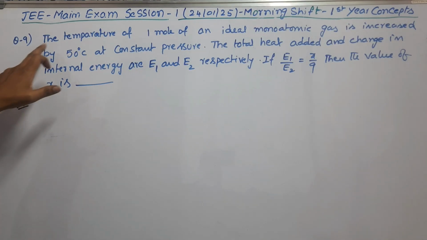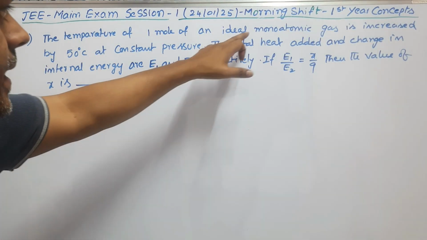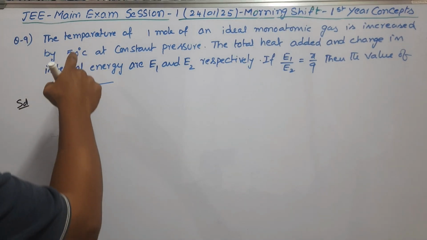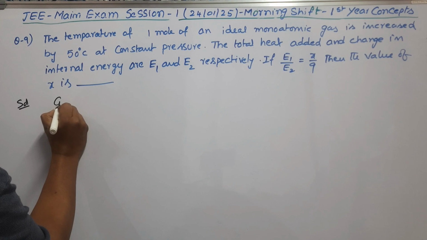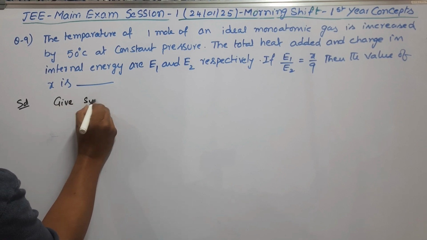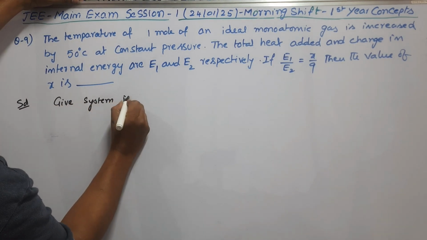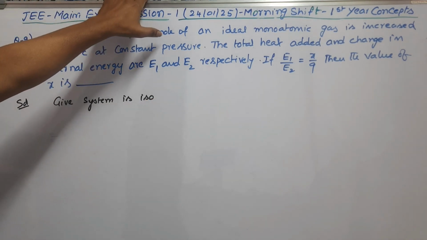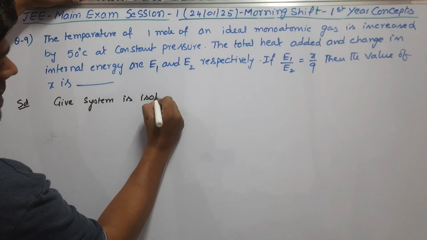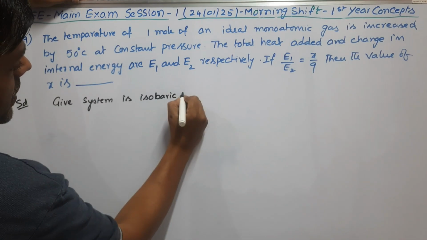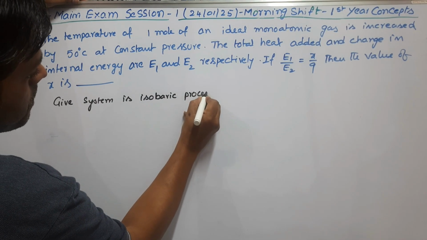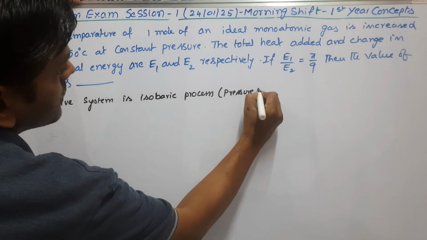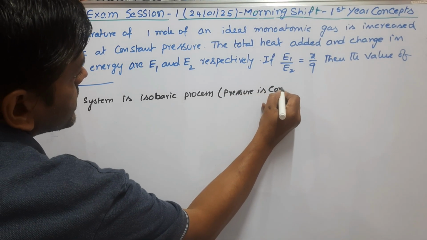Okay, the ninth question: the temperature of 1 mole of an ideal monoatomic gas is increased by 50 degrees Celsius at constant pressure. The given system is an isobaric process, which means pressure is constant.